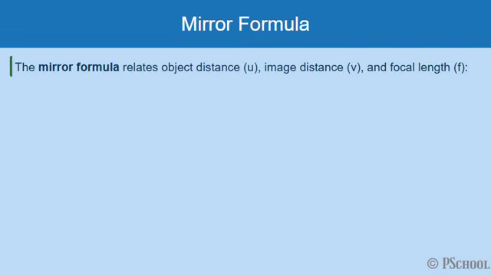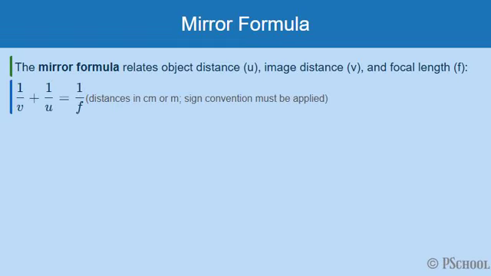The mirror formula relates the object distance U, image distance V, and focal length F. The formula is 1/V + 1/U = 1/F. All distances must be in the same unit and the sign convention must be applied.